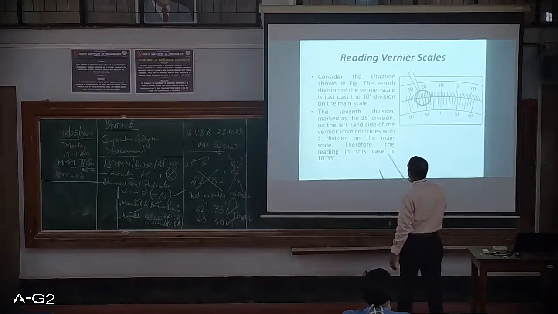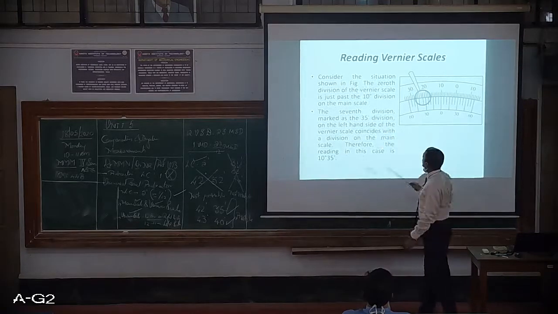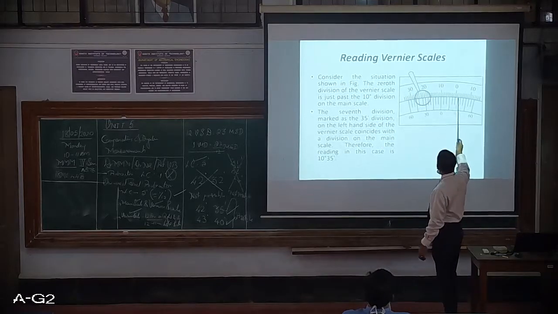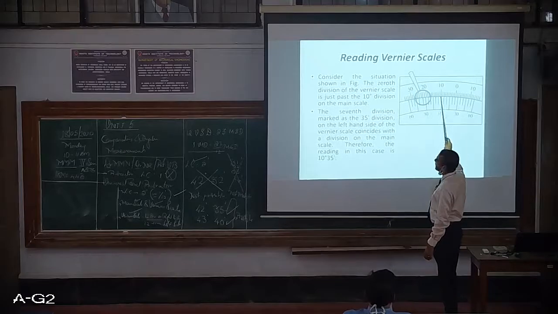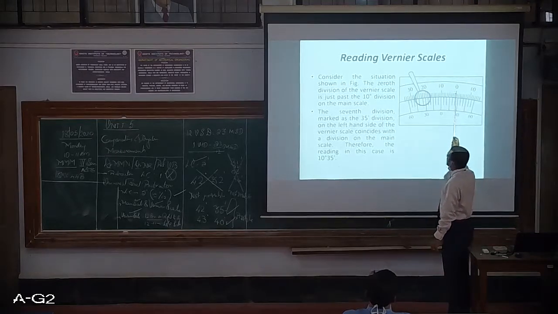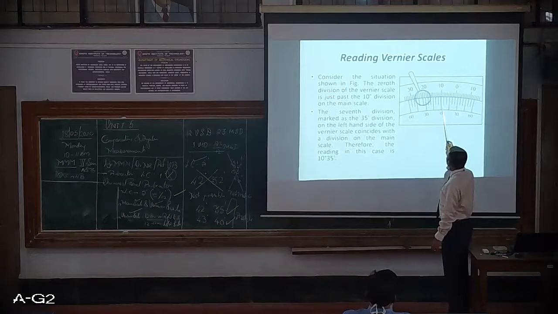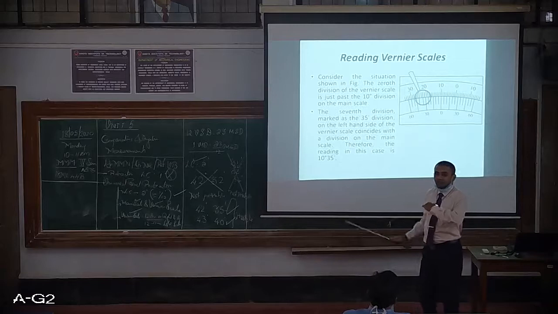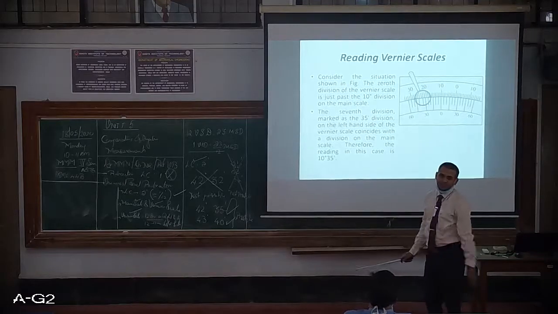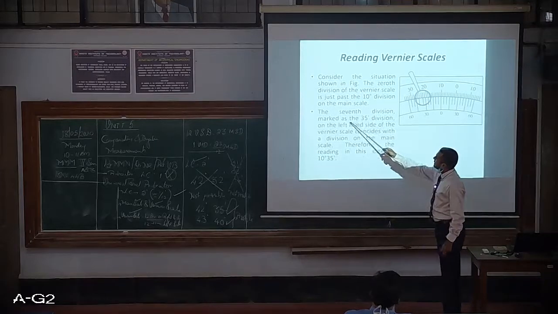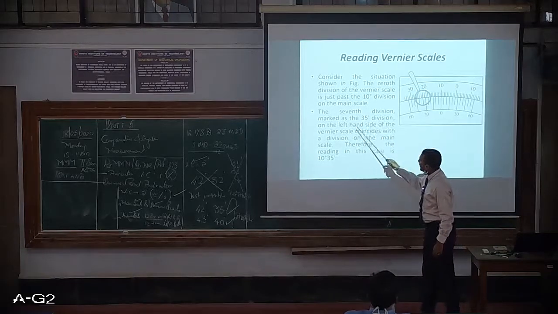Okay, so consider the situation shown in the figure. The zeroth of the vernier is just past the 10 degree, so it is between 10 and 11. But you can see over here, the zero on the main scale and the coinciding zero on the vernier scale is to the left side. Now we are supposed to read it in anti-clockwise direction. As simple as that.